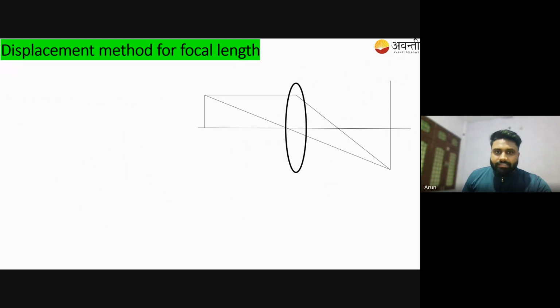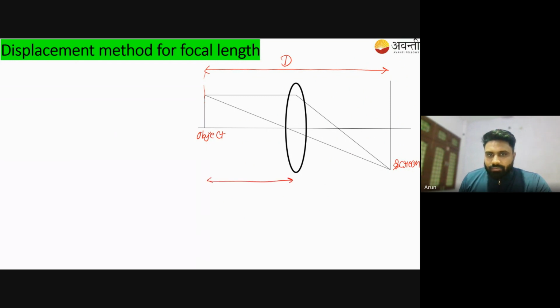Let's say this is the object we have. This is the image we are getting, or this is the screen, let's say, on which the image is getting formed. The distance between the object and the screen is capital D. And from the lens, the distance of the object is nothing but u. So this distance for the image would be D minus u.